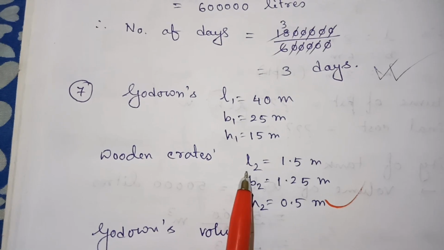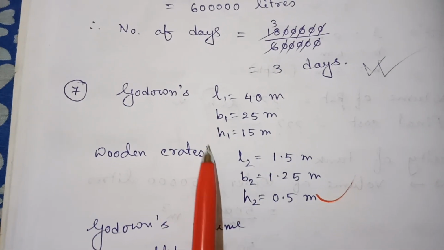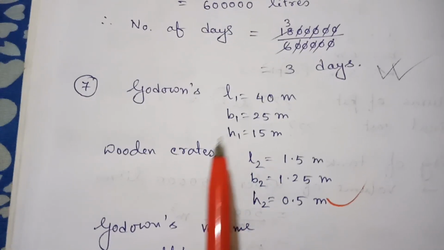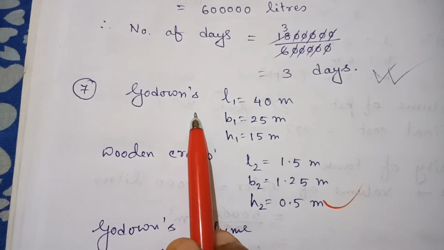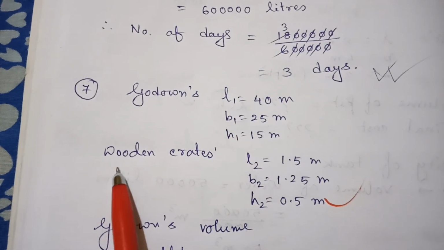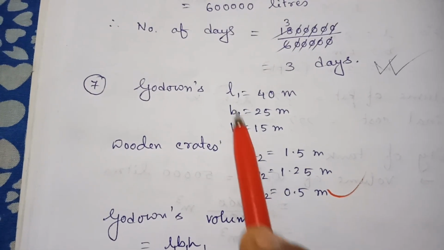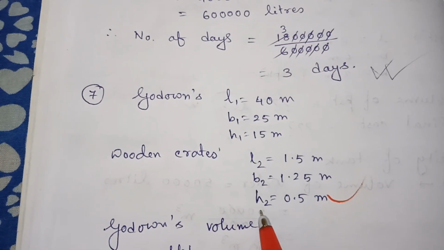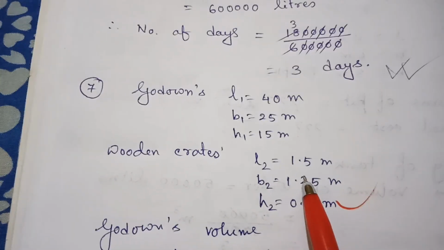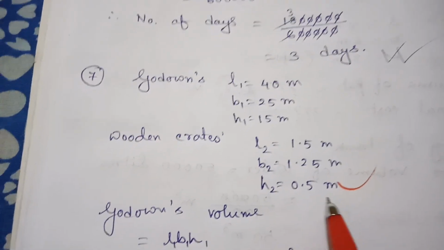Now wooden crates' dimensions I have given. Look, I have given the names as L1, B1, H1 and L2, B2, H2. Why? Because I just wanted to differentiate between the godown's dimensions and the wooden crates' dimensions. That's why only. In place of L2, B2, H2, you can use A, B, C. Doesn't matter. So 1.5 meter, 1.25 meter, 0.5 meter.